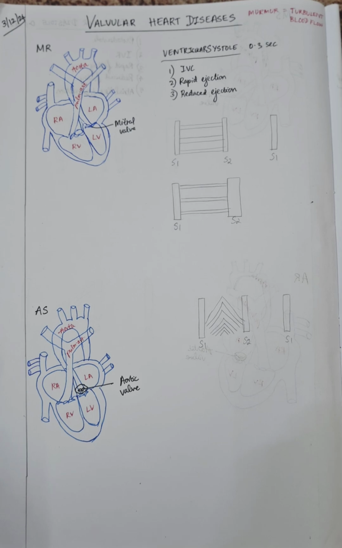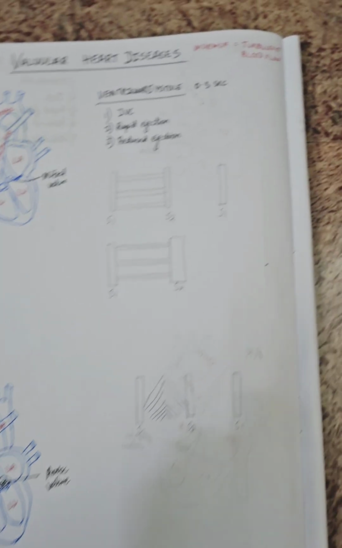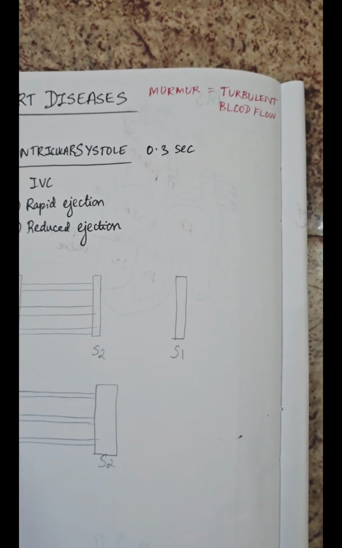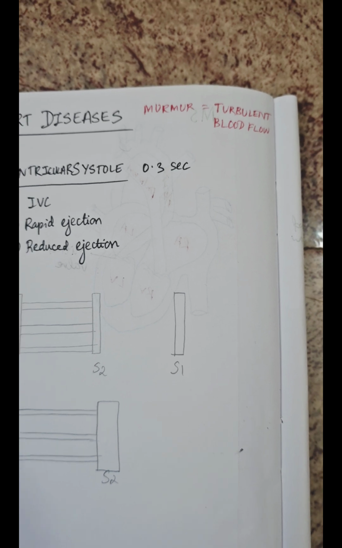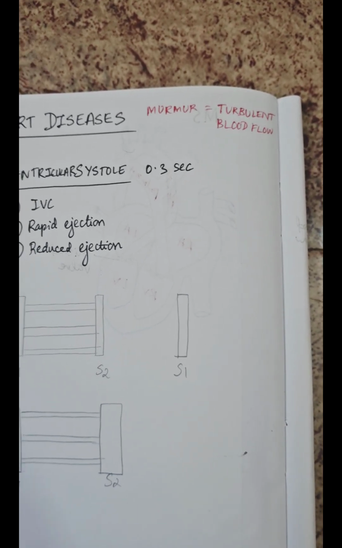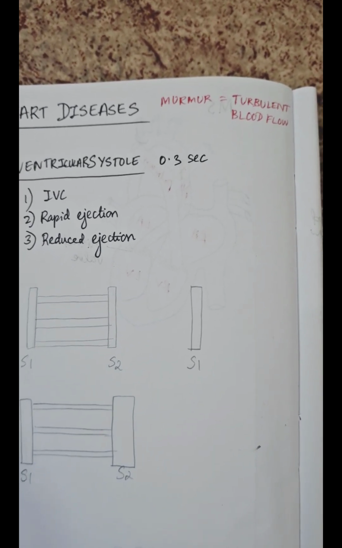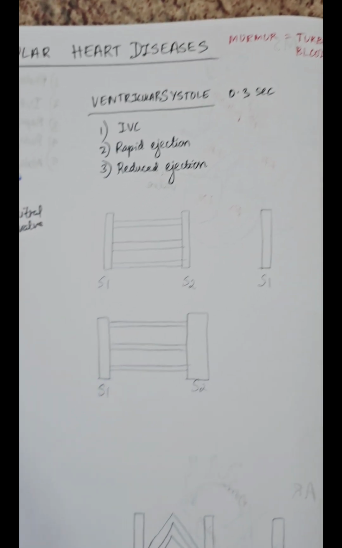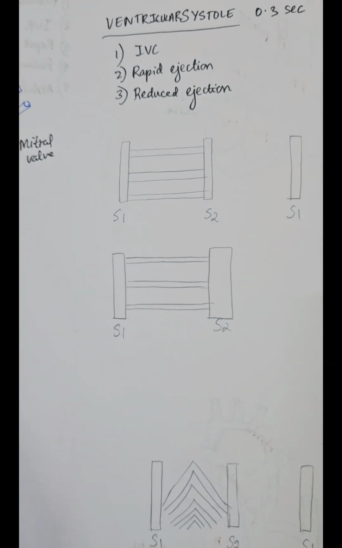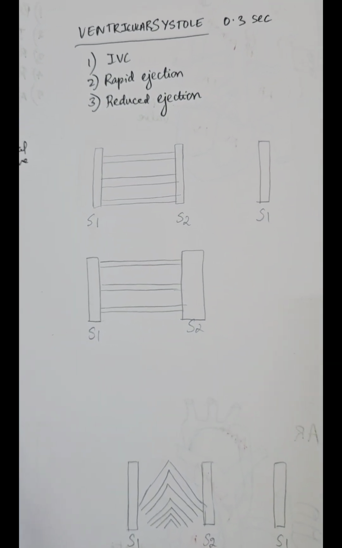Before entering into the topic per se, let's see what a murmur means. A murmur is an auscultatory finding that is heard due to turbulent blood flow across a valve. There are two types of murmurs, namely systolic murmurs and diastolic murmurs. A systolic murmur is one which occurs in between S1 and S2.